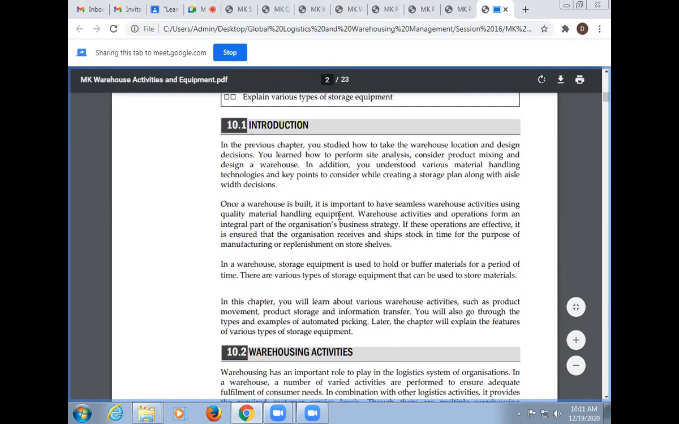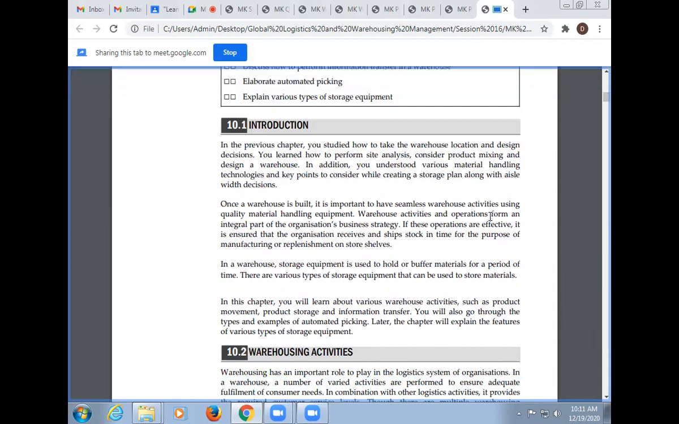Once a warehouse is built, it is important to have seamless warehouse activity. Seamless warehouse activities are required for more efficient warehouses, using quality material handling equipment. Warehouse activity and operation are an integral part of the organization's business strategy. If these operations are effective, it is ensured that the organization receives and ships stock in time for the purpose of manufacturing or replacement on store shelves.